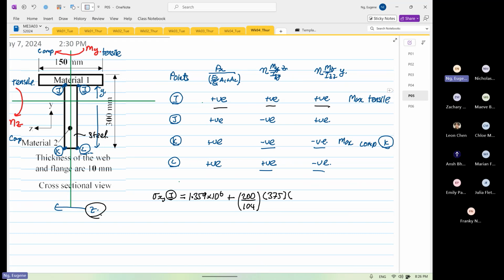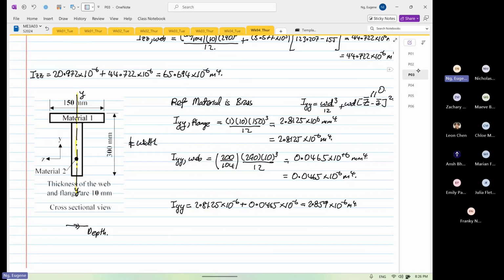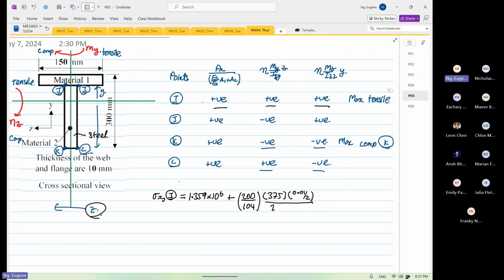Again, a lot of times students get this wrong. So it's 0.01 divided by 2. You have to be really, really careful over here. Then you divide by IYY. So IYY we calculate to be 2.859 times 10 to the power minus 6.